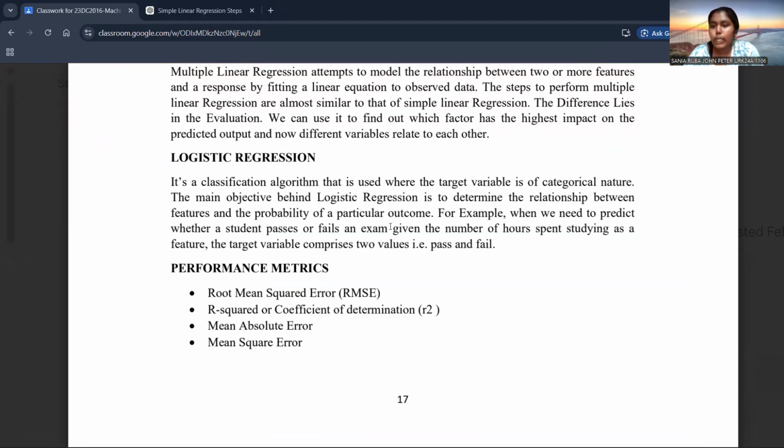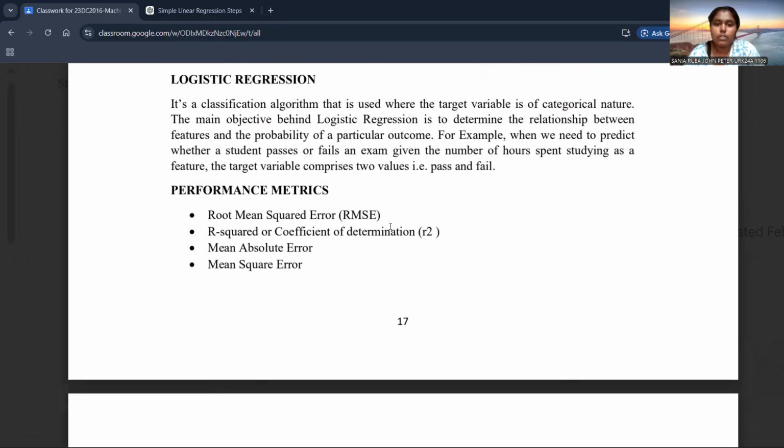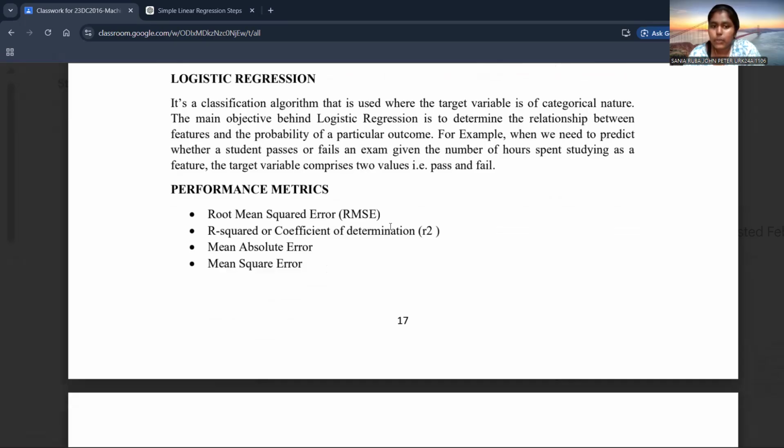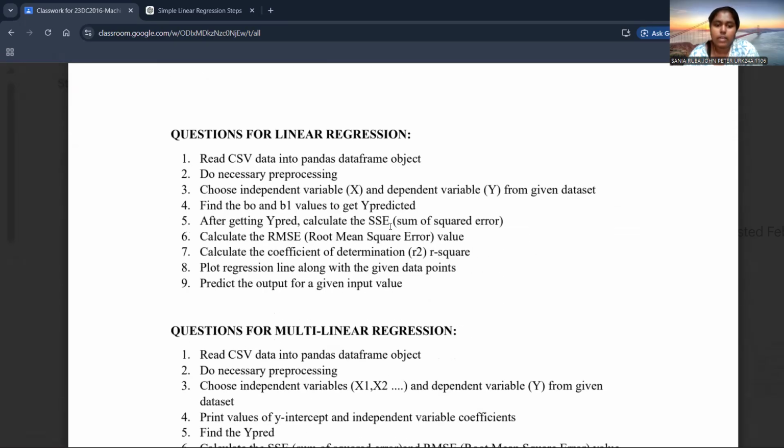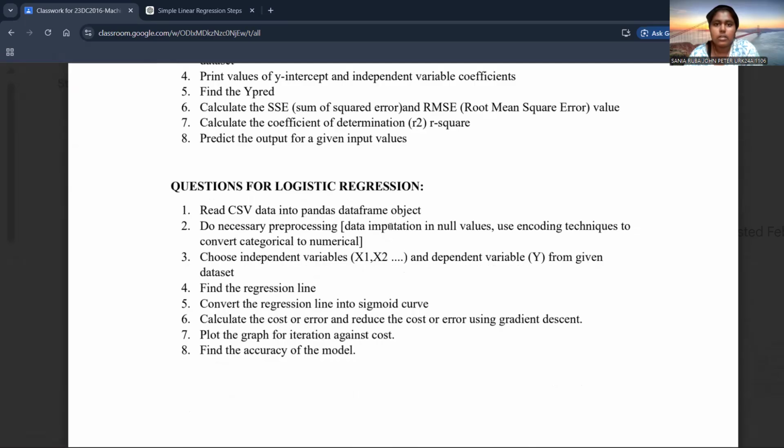For example, when you need to predict whether a student passes or fails an exam, given the number of hours spent studying as a feature, the target variable comprises two values, pass or fail. The performance metrics we will be using are root mean square error, R squared or coefficient of determination, mean absolute error, MSE and so on. So we have given some questions. Let's see the questions.